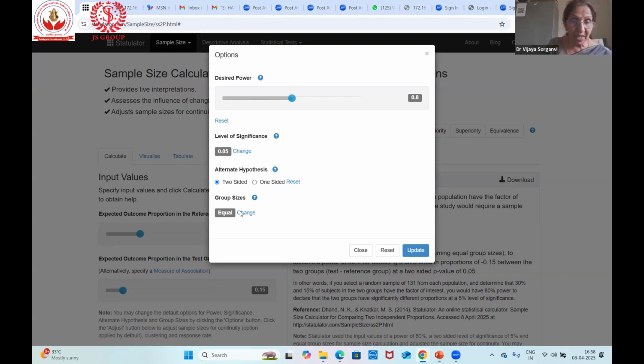Then group size also you can change. By default, we are considering equal size in the two groups: first group 122, second group 122. You can change it as study group 120 and control group. We can get many controls, no? So we can change it to a 1:2 ratio. 120 are the cases, 120 into 2, that is 240, are the controls. Sometimes to increase the power, we take 1:2, 1:3, 1:1.5. So group size can be changed here. Update it. I have not changed anything here. All are default values.